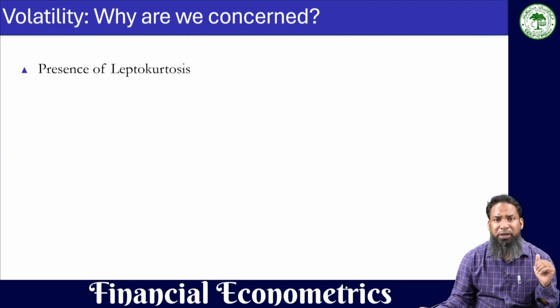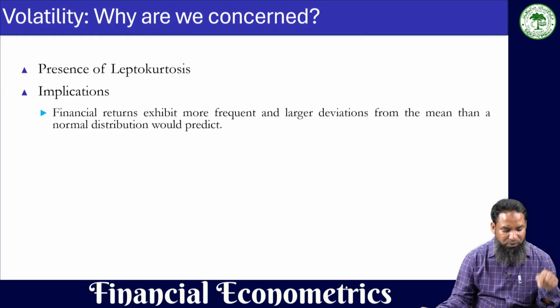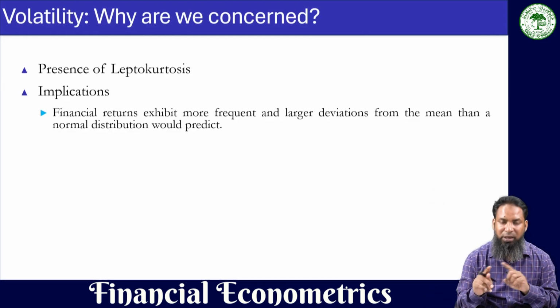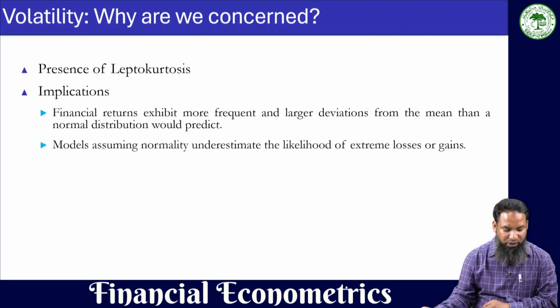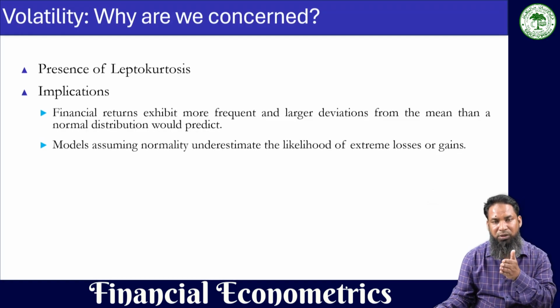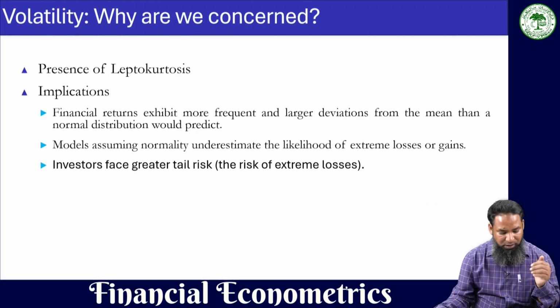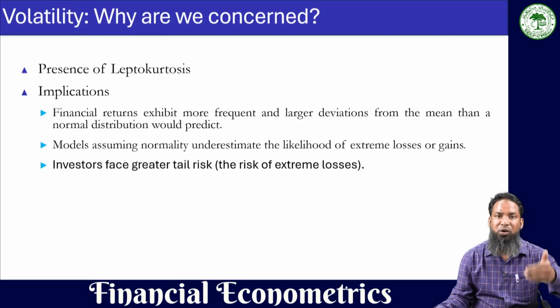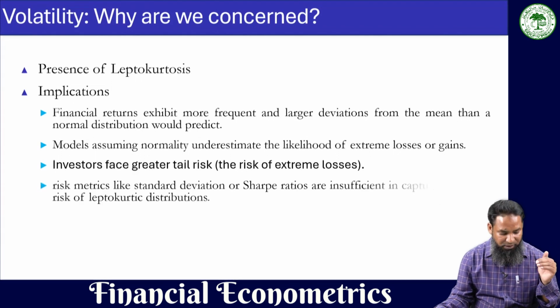Then what implication does it have? It shows that financial returns exhibit more frequent and larger deviations from the mean than a normal distribution would predict. Another implication is that models assuming normality underestimate the likelihood of extreme losses or gains. Investors face greater tail risk, the risk of extreme losses, because there are more chances of extreme events.